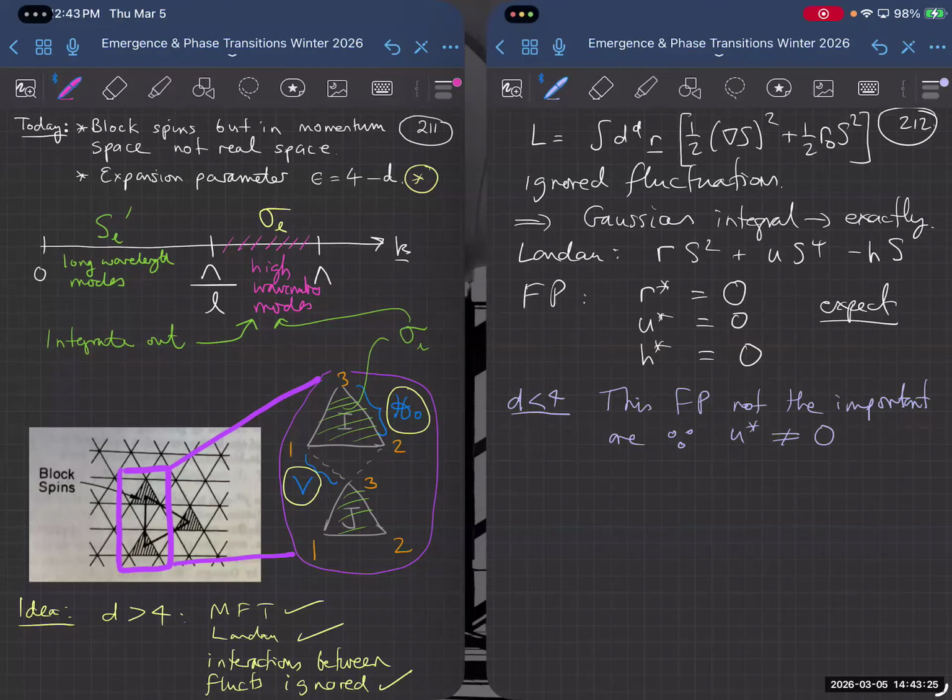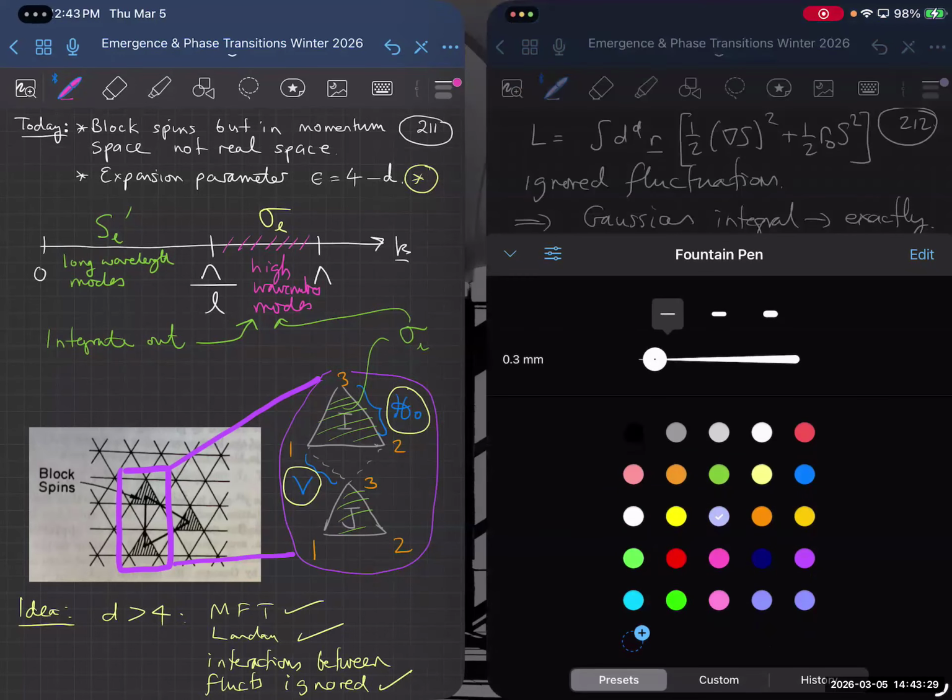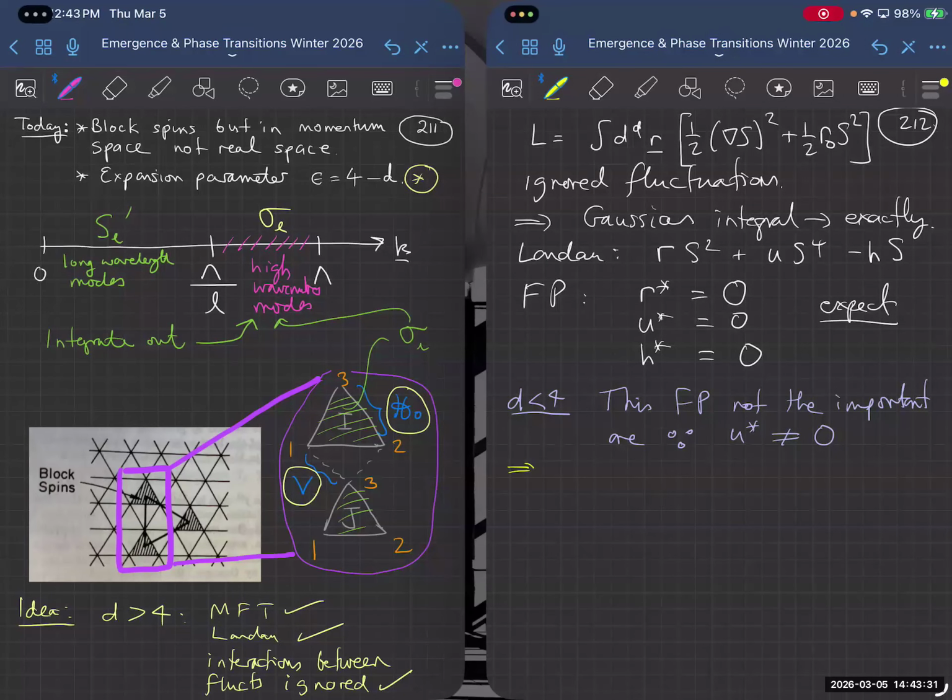So this fixed point, what that means is that there is a new fixed point, and that fixed point is called the Wilson-Fisher fixed point, in addition to the Gaussian fixed point.